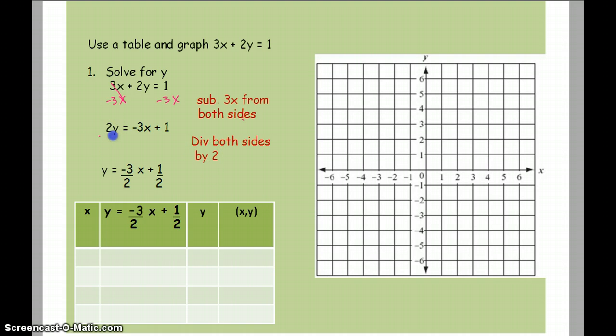Well, y is still not by itself. I need to divide both sides by 2. What I'm going to do is divide each term by 2. It's going to make it a little easier for me later on. So now I have y is equal to negative 3 halves x plus 1 half.